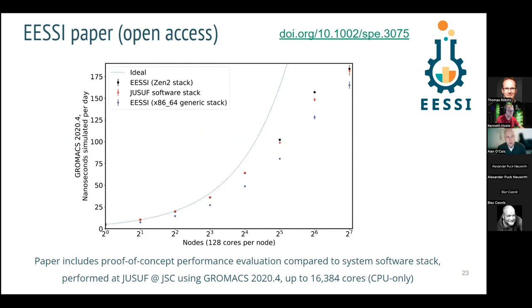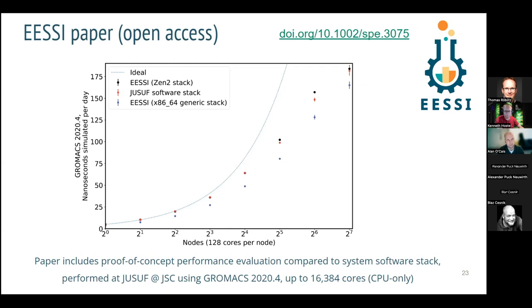That's good, but how does it compare to the software stack that is already available on HPC systems? We did an experiment at quite a large scale, up to 16,000 cores on the USEF system at Jülich Supercomputing Center. That's a Zen 2 system that was available at Jülich. This is from a couple of years ago, but the principle remains the same.